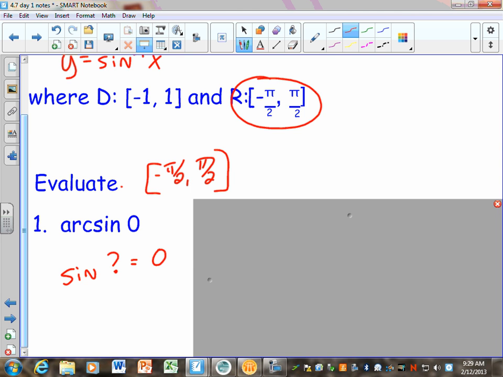What this is saying. So remember that this is the value, not the angle. Maybe I shouldn't have started with 0. So it's like saying, what angle has a sine of 0? And that's where you have to know these values. What angle has a sine of 0?